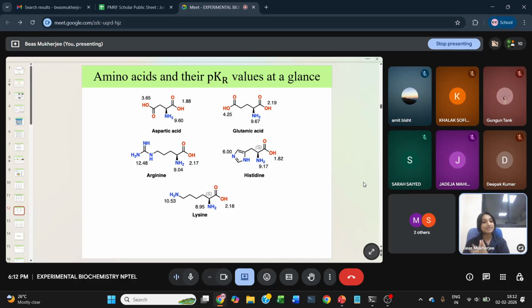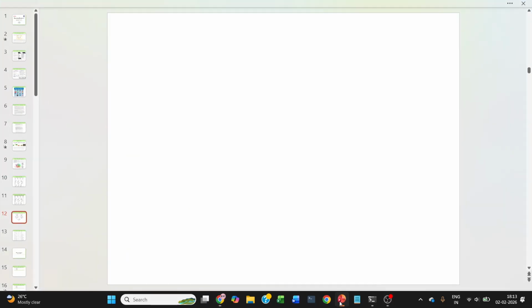So why are there 3 pKa values? Because there are 3 ionizable groups. One ionizable group is the COOH. NH2 is another ionizable group. And the third one is the R group, or the charged side chain. That is why there is pK1, pK2 and pKr. 3 ionizable groups here.